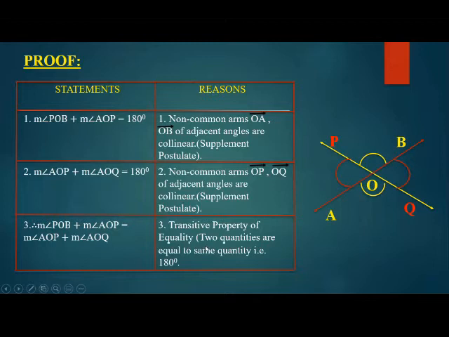What was the transitive property of equality? The transitive property of equality says that if one thing is equal to the second one, and the second one is equal to the third one, then the first and the third are also equal. So two quantities are equal to the same quantity, which is 180 degrees. This is quantity number 1, which is equal to the second quantity, and this is quantity number 3, which is also equal to the second quantity. So if both quantities are equal to the same quantity, they are also equal to each other. So that's how we know that both pairs of angles add up to the same value.